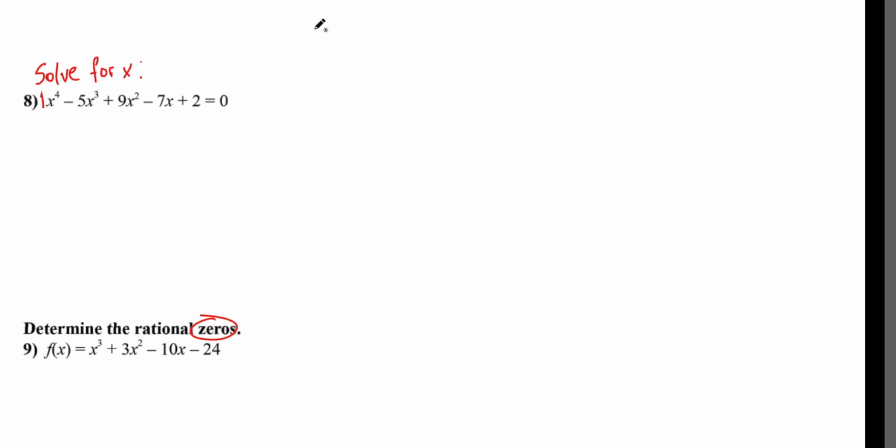So what are my factors of 2? Plus or minus what? 1. And what else divides into 2? Plus or minus 2. So I got 4 choices that I could put in for this. Let's see which one has a remainder of 0. So how do we do that? We could do it one of 2 ways. We talked about this yesterday. You could just plug in the number and see if it comes out to a 0, or you could do the synthetic division. All right, so you could do synthetic division.